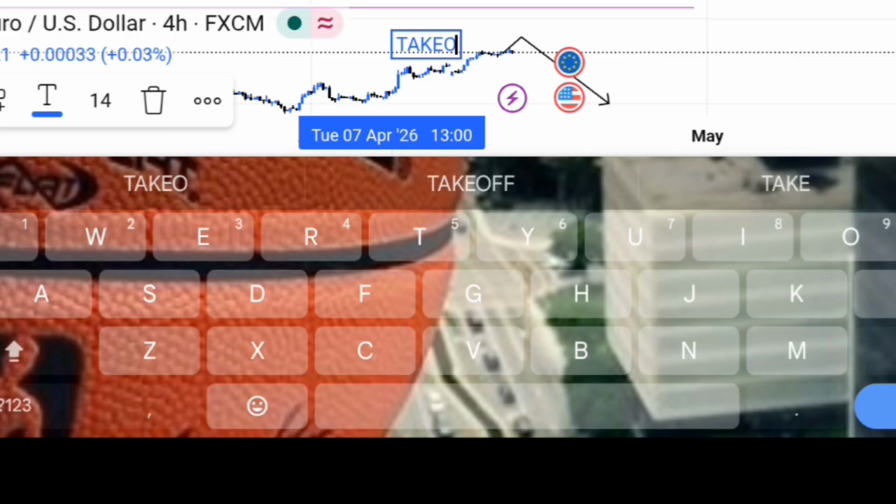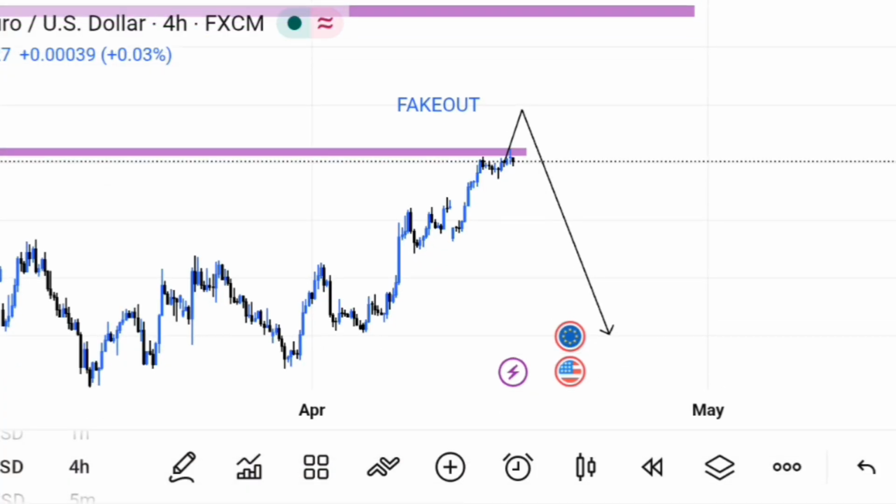Understand? What's the fake out? Fake out. Yes, that is what you see as a fake out.